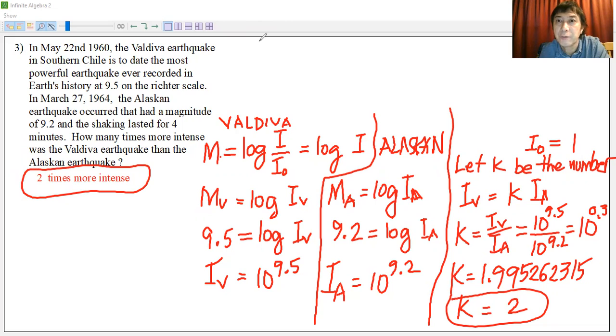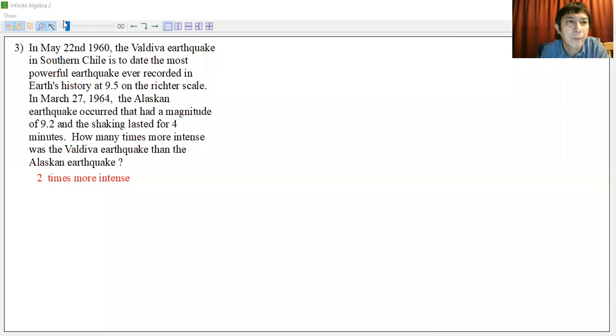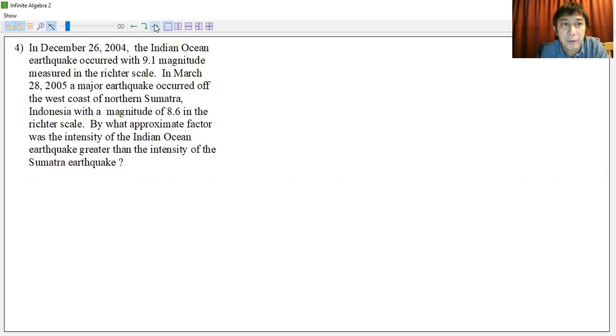Let's continue with number 4. Let's clear the screen and continue with the 4th question. Okay, let's have the problem. On December 26, 2004, the Indian Ocean earthquake occurred with 9.1 magnitude, measured in the Richter scale. All right, so we have another earthquake here. We'll just call it Indian Ocean earthquake.